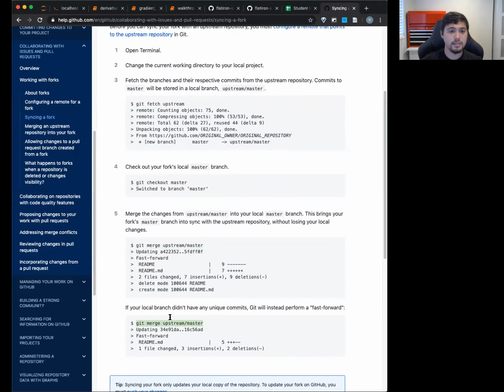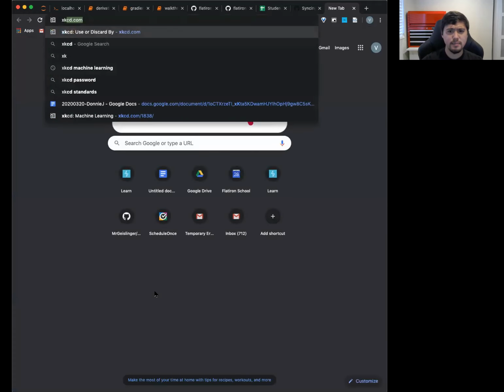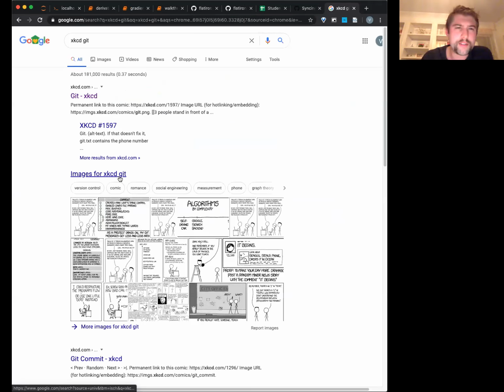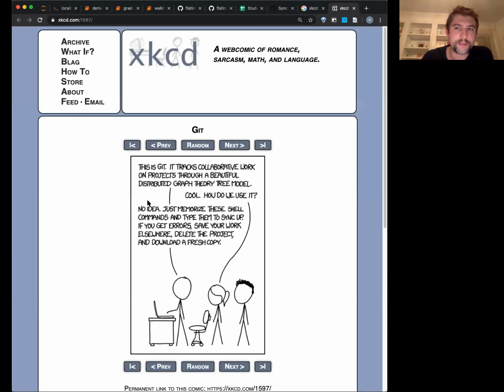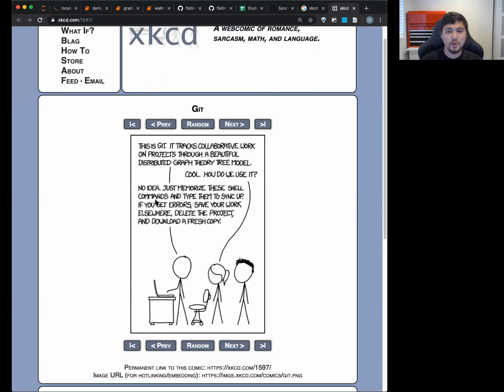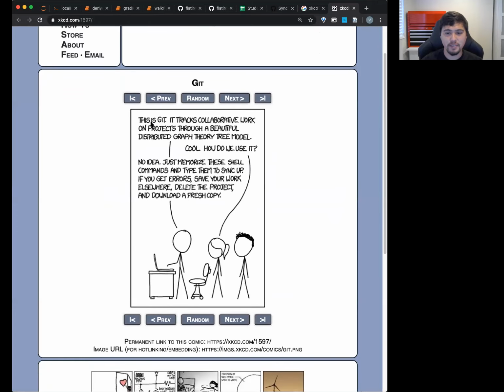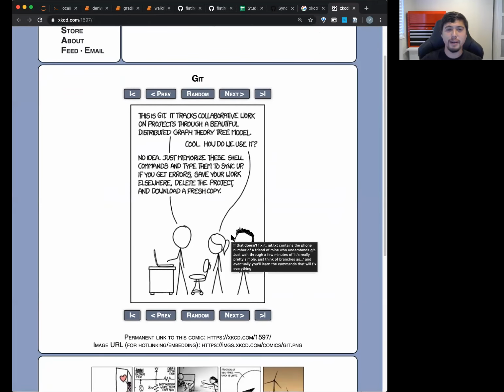Versus just sometimes... Do you guys know XKCD by chance? Is that the comic? Yeah, the comic. He has everything that's related to this. This is probably how people feel about Git, including people who've been in the industry for years. It's like, hey, this is a really cool thing, but I don't know what it does. I just do the same exact commands every single time. That's probably more or less what it is.